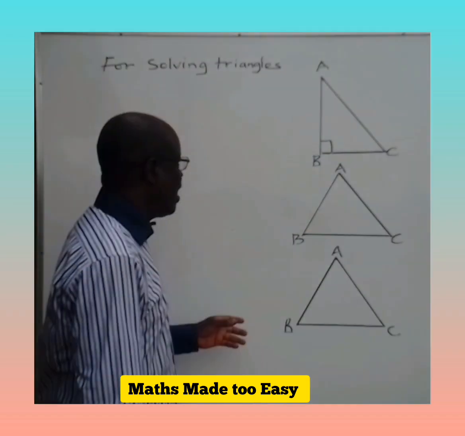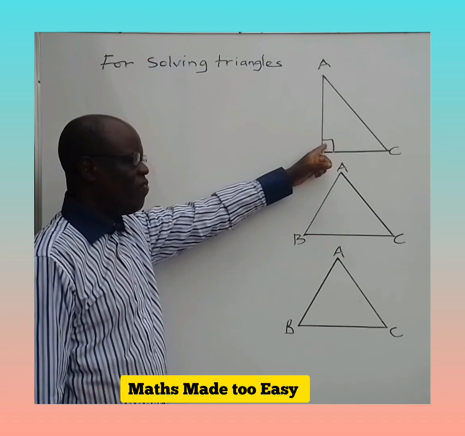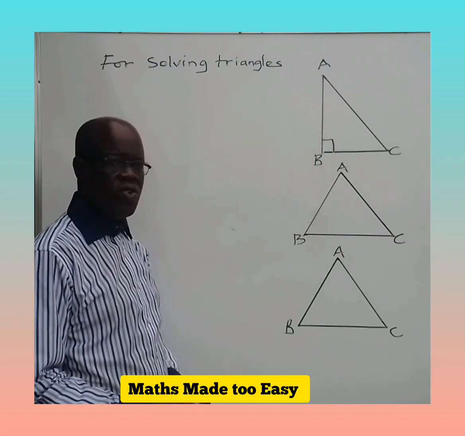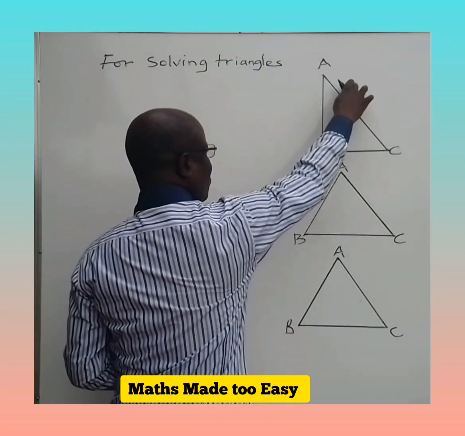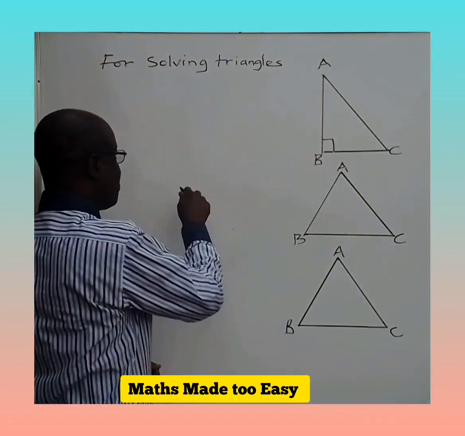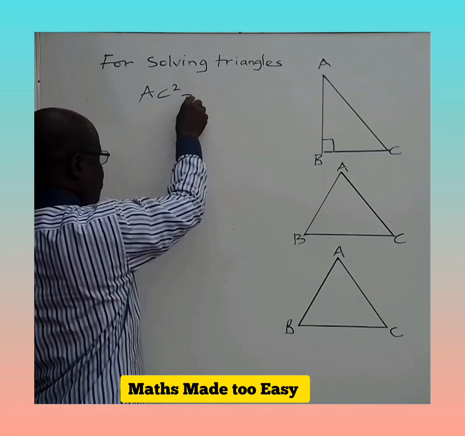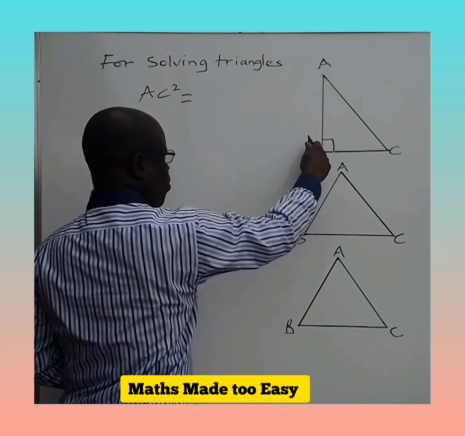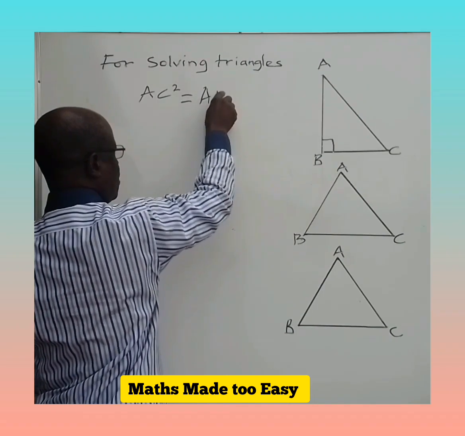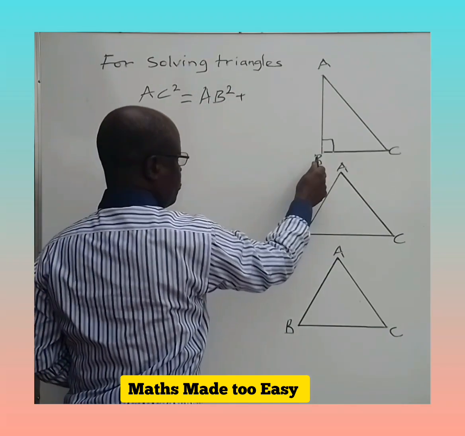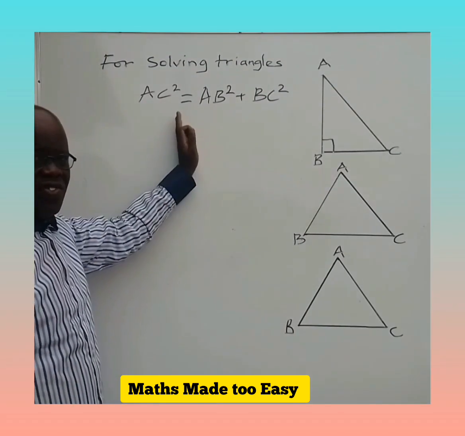Now, let's look at this one. If your diagram looks this way, in such a way that you have a right angle triangle, then what you are going to use is simply Pythagoras theorem. Don't forget that this is the longest side. According to the Pythagoras theorem, the longest side, which is the hypotenuse, AC, squared. This is opposite, and this is adjacent. AB squared plus BC squared. So this has to do with Pythagoras theorem.